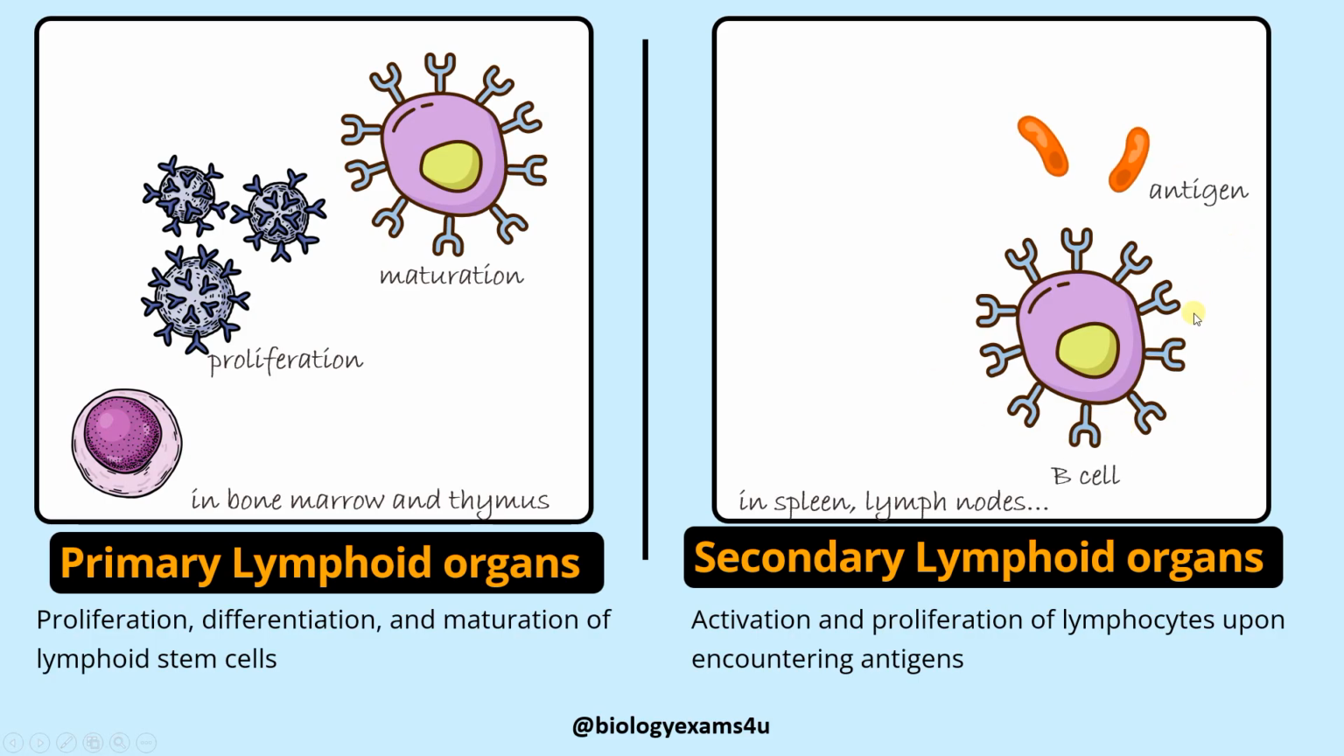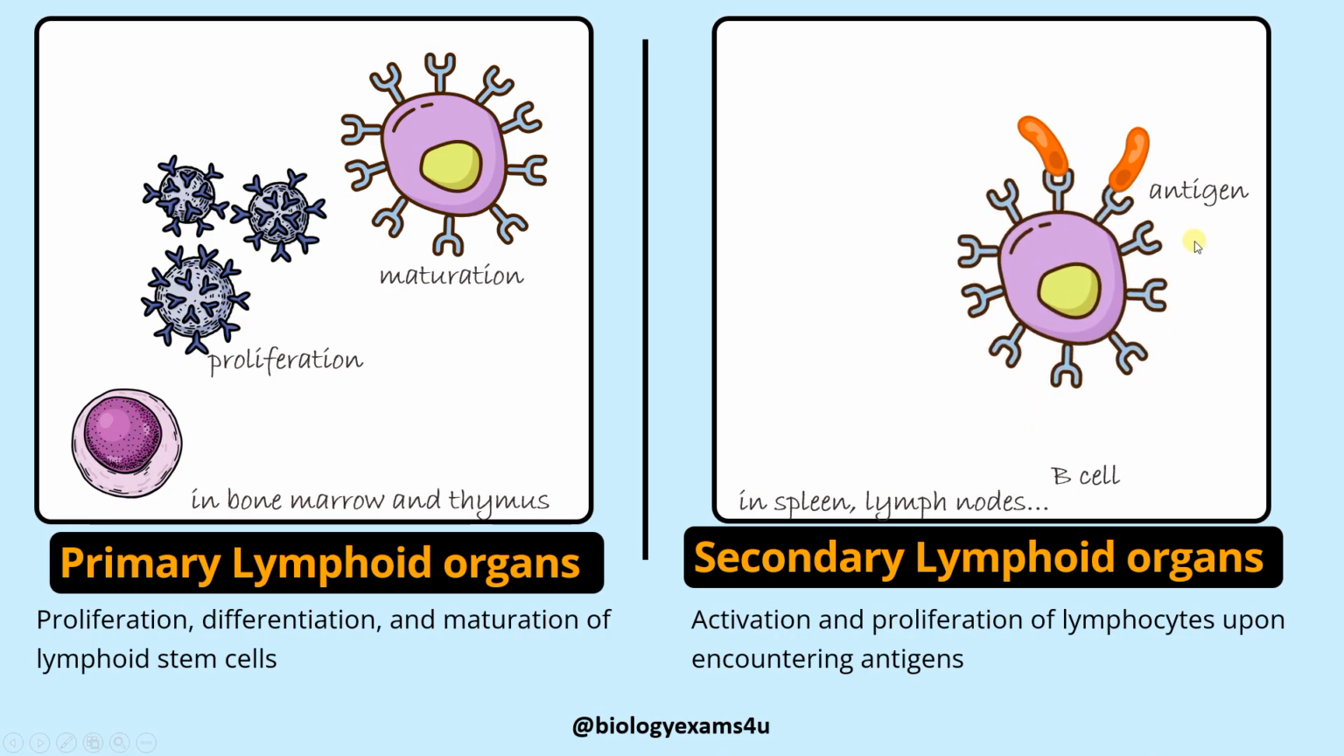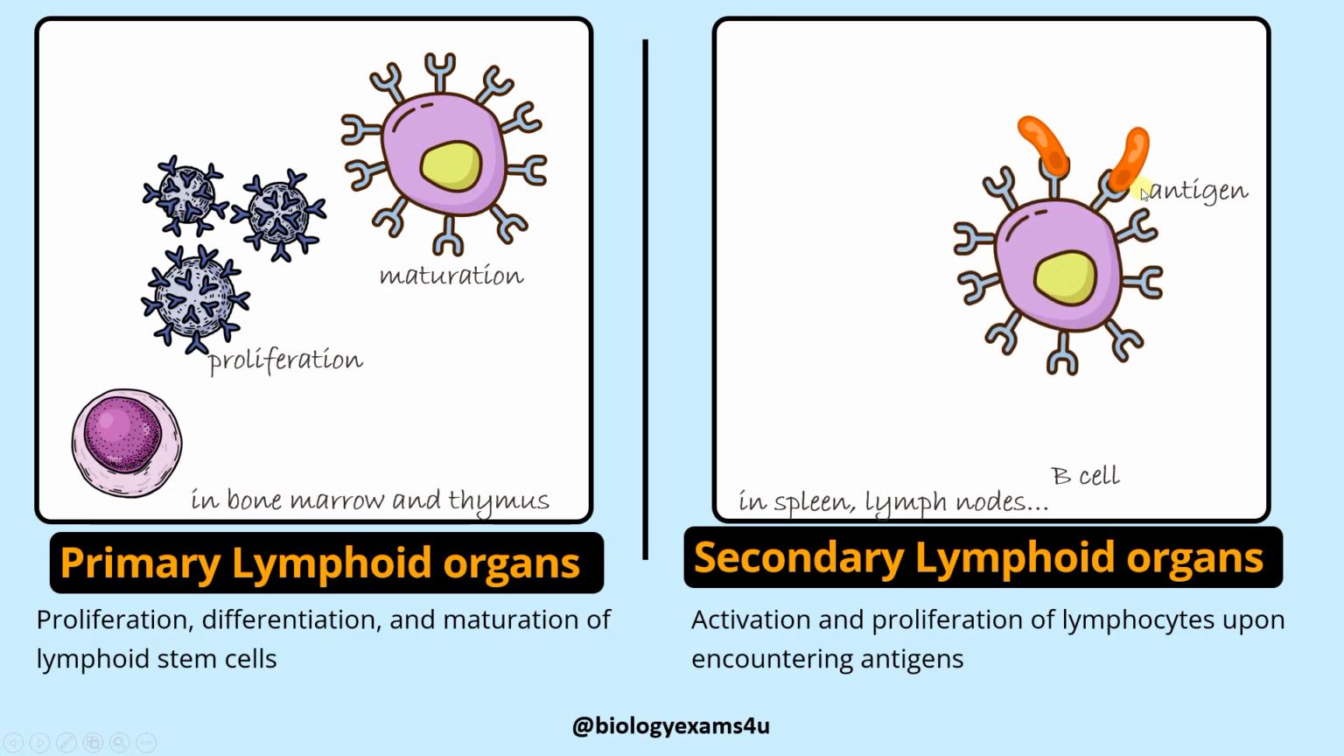This B cell has specific receptors specifically designed to bind to epitopes of an antigen. So upon binding of this B cell to antigenic epitope, this B cell is activated and starts dividing, forming clones of B cells with the same specificity. In secondary lymphoid organs, activation and proliferation of lymphocytes takes place upon encountering an antigen.